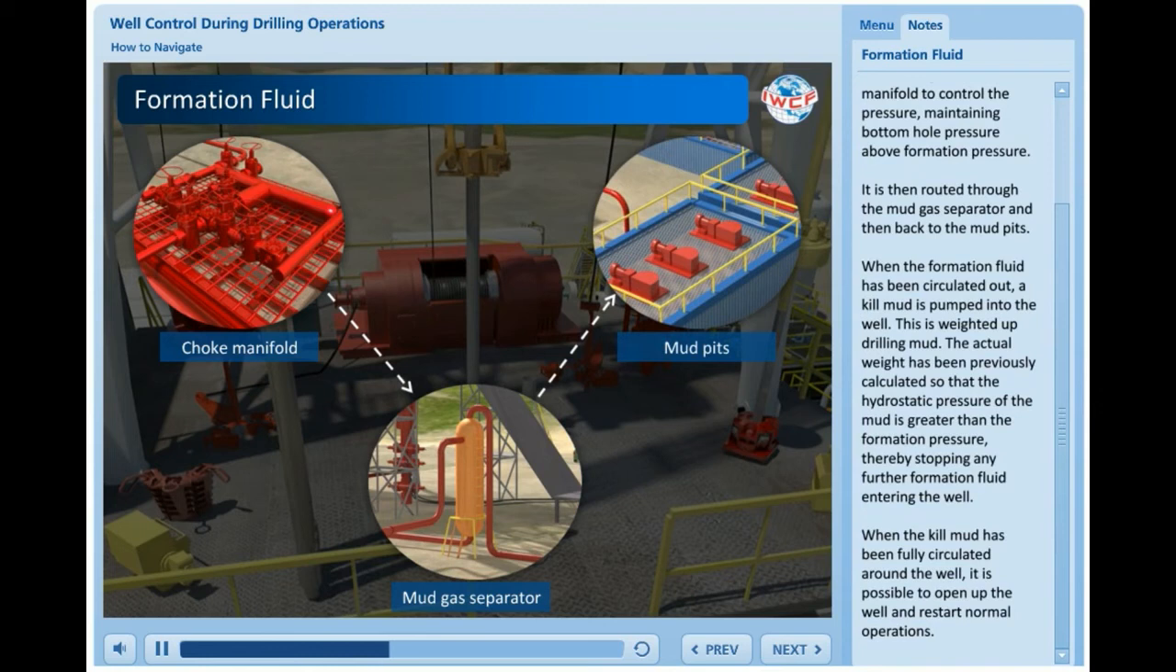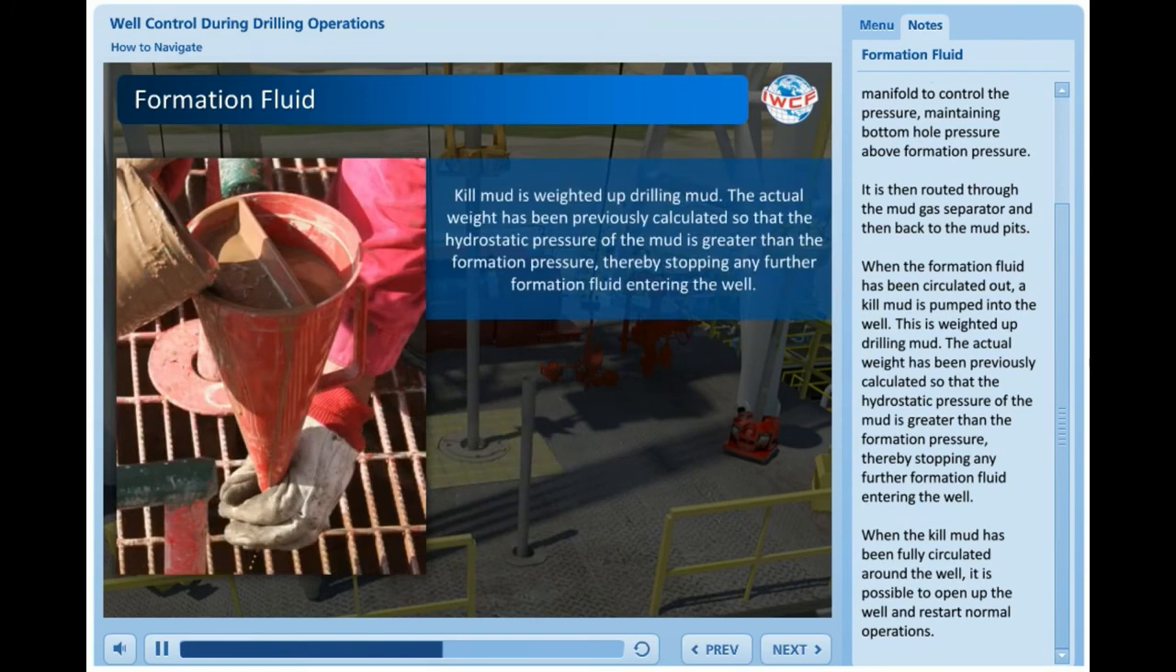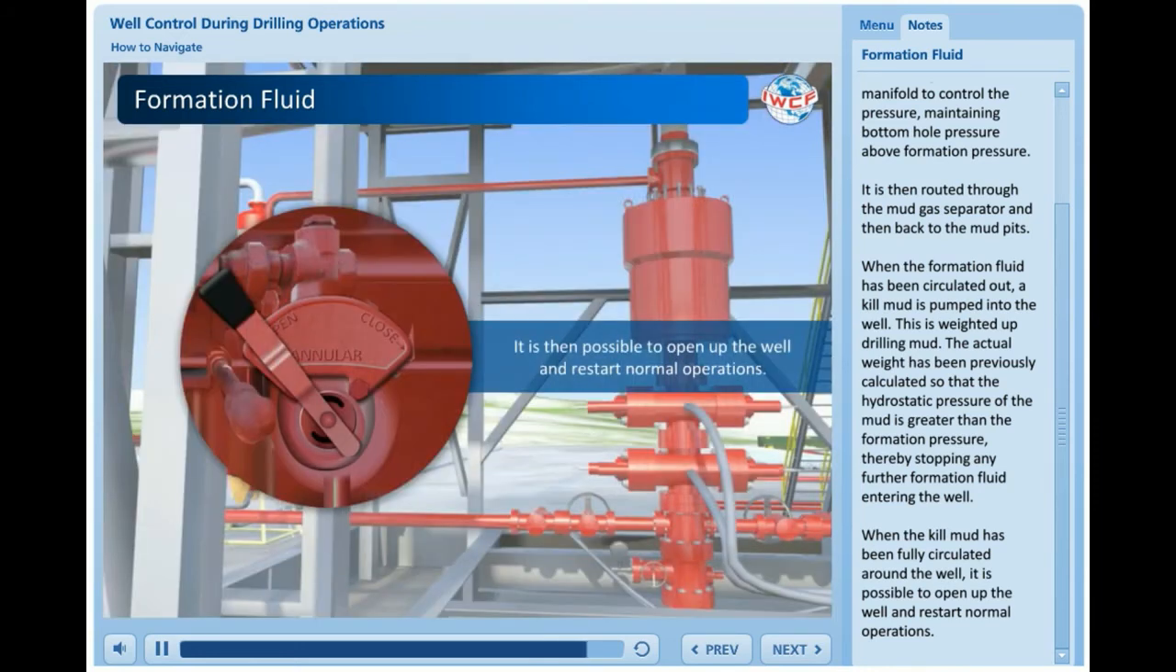When the formation fluid has been circulated out, a kill mud is pumped into the well. This is weighted up drilling mud. The actual weight has been previously calculated so that the hydrostatic pressure of the mud is greater than the formation pressure, thereby stopping any further formation fluid entering the well. When the kill mud has been fully circulated around the well, it is possible to open up the well and restart normal operations.